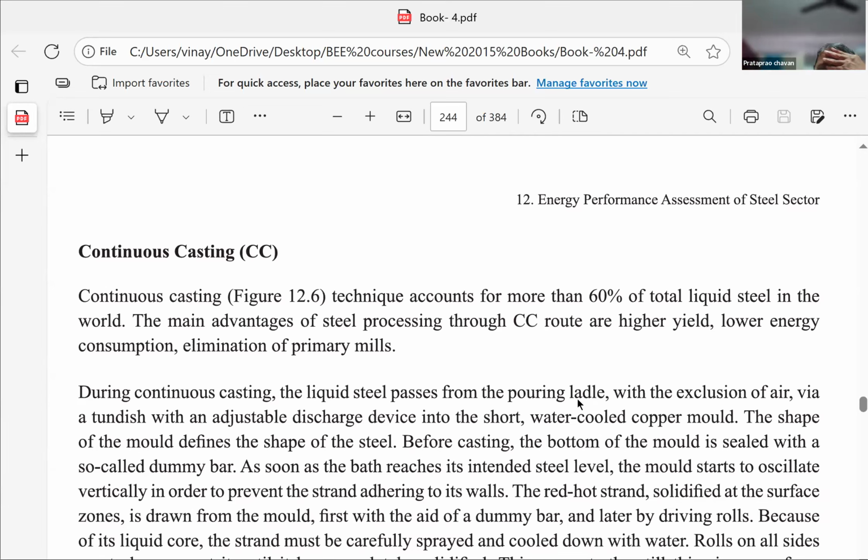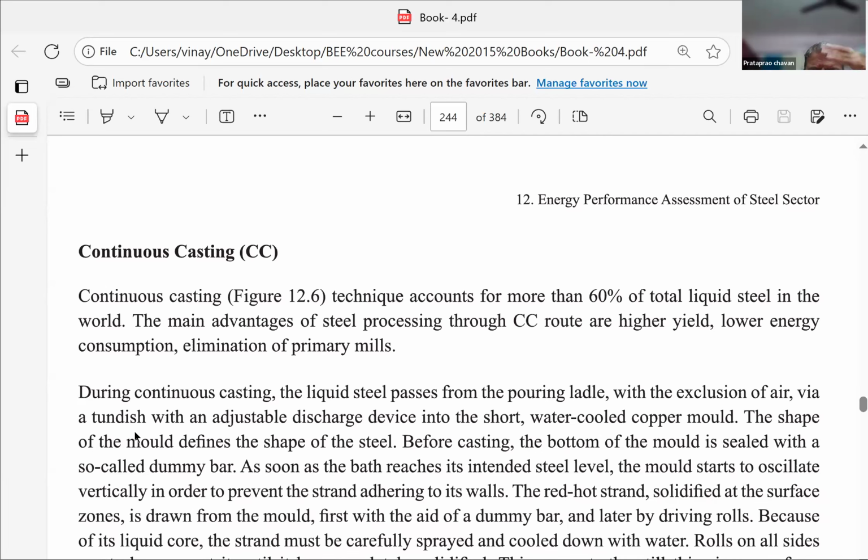Suppose you want to cast articles, each weighing some 5 kg, 6 kg, 10 kg, like that. In that case, the bucket is lifted manually and poured into the different molds. Ladle is the common name. The ladle can be of a 5-ton capacity or it can be a 10 kg capacity. It's a ladle.